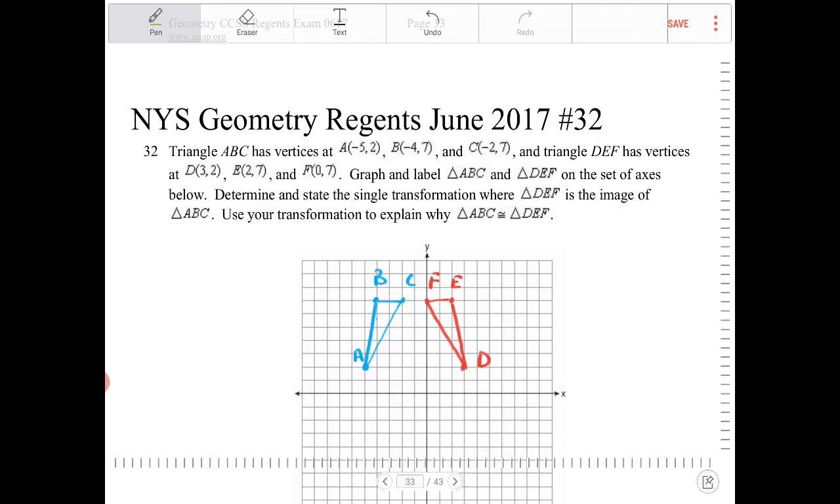Determine and state the single transformation where triangle DEF is the image of triangle ABC. Use your transformation to explain why triangle ABC is congruent to triangle DEF.